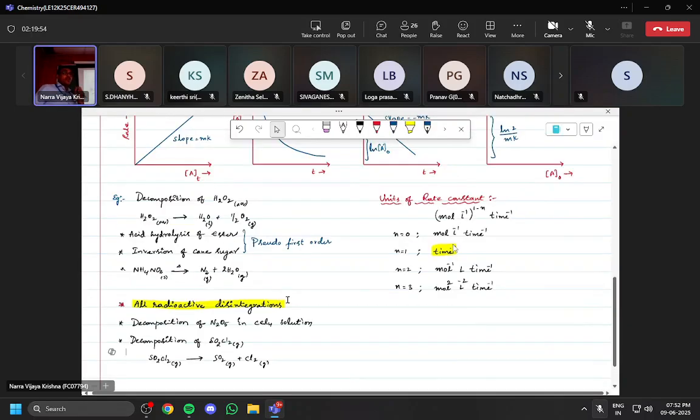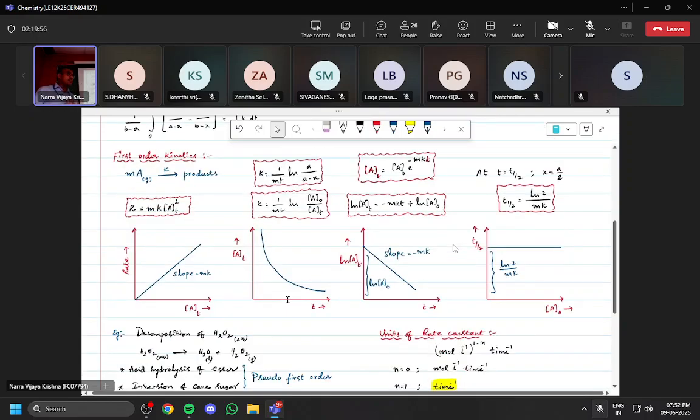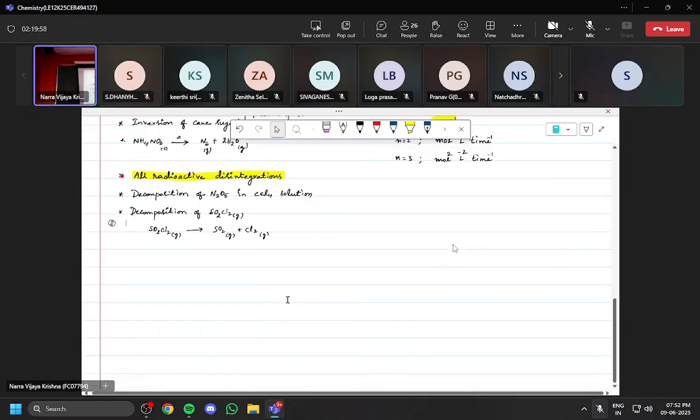So we are studying about first order kinetics now. Examples also we have done. Experimental methods of determining first order reactions. We are discussing experimental methods.